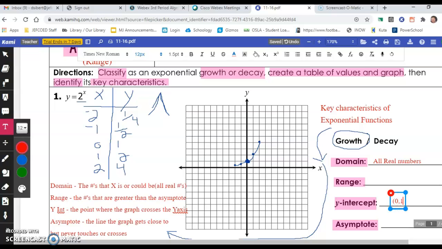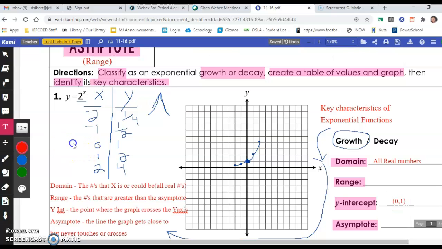0, 1. Okay? Now, I'm going to let you guys in on a little secret. Whenever your x is 0 in your table, that will always be your y-intercept. Because how many do you have to go over to get in line with your y-axis? 0. So whatever your 0 value is for x, that will always be the coordinate for your y-intercept. Okay? All right, now the next one.